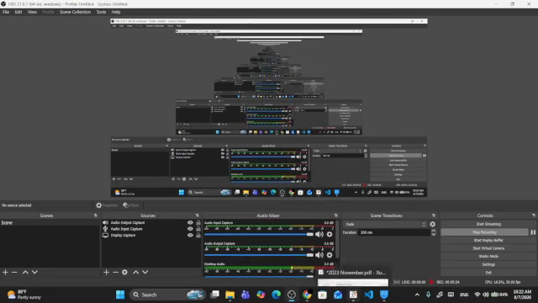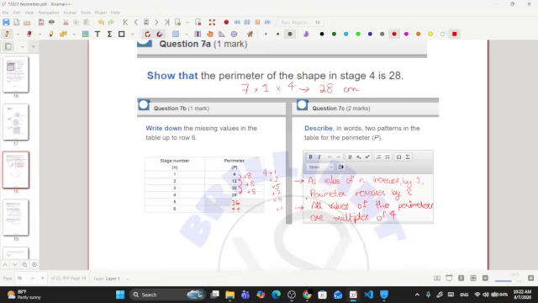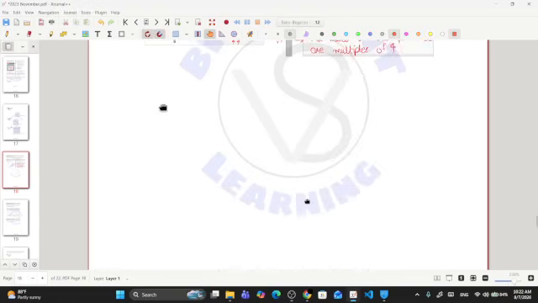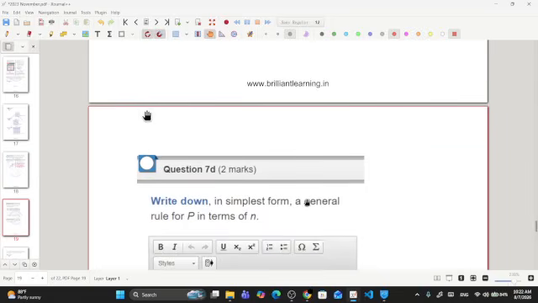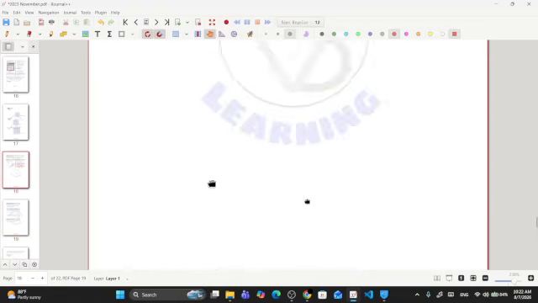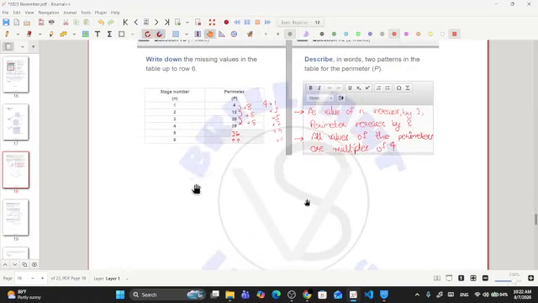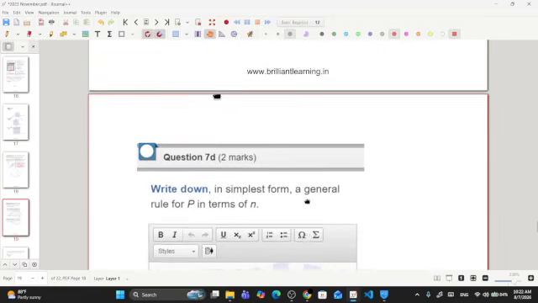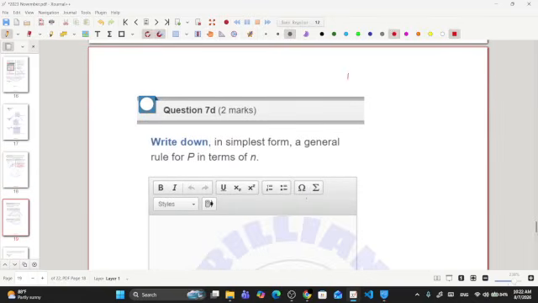Let's move forward then. The next part says write down in simplest form a general rule for P in terms of n. So the perimeter had a sequence 4, 12, 20, 28. So let's write it down: 36. Here we have a difference of positive 8. Here we have a difference of positive 8.